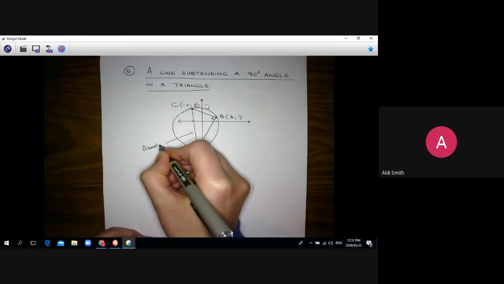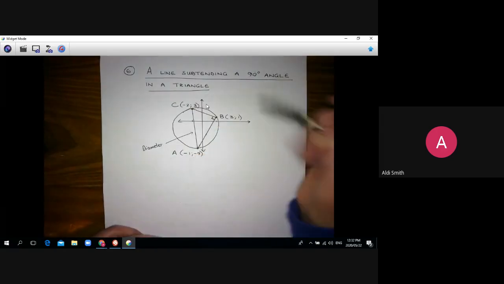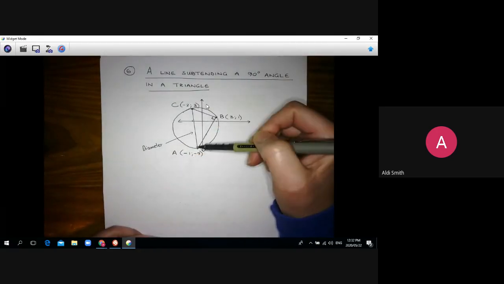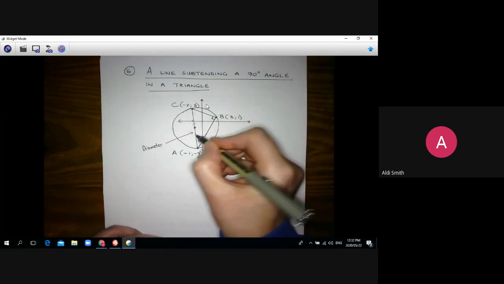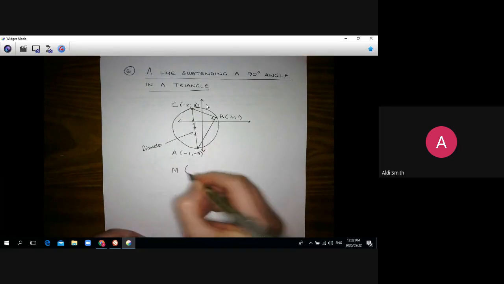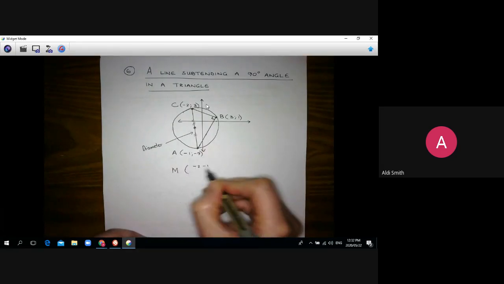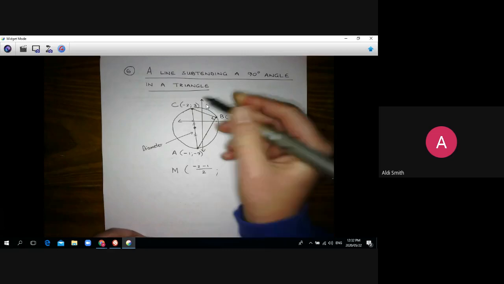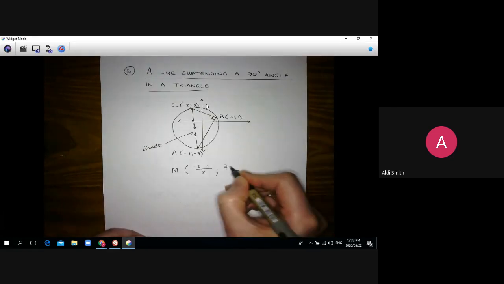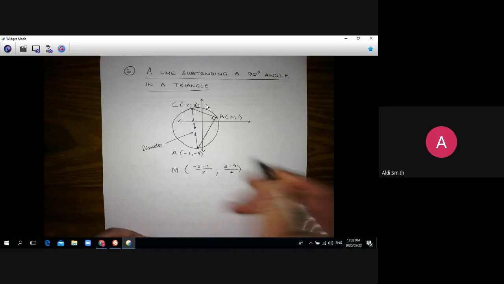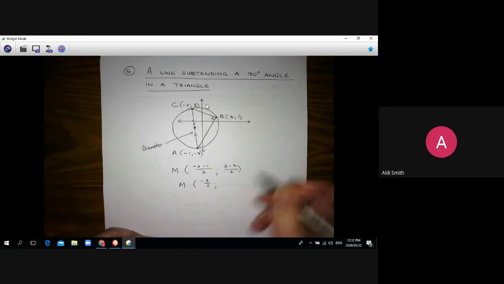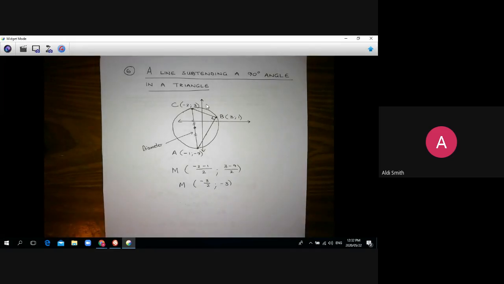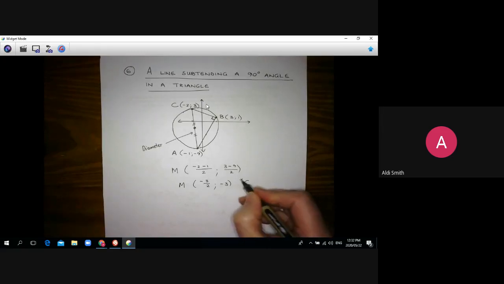So the moment I know this is the diameter, I can find the midpoint of that diameter, because obviously the midpoint of the diameter is going to be the center of the circle. So I can say the midpoint is (minus 2 minus 1) over 2, and then (3 minus 9) over 2. So the midpoint is going to be the point minus 3 over 2, and that's going to be minus 6 over 2, so that's minus 3. So now I've got the midpoint, which is the center of the circle.